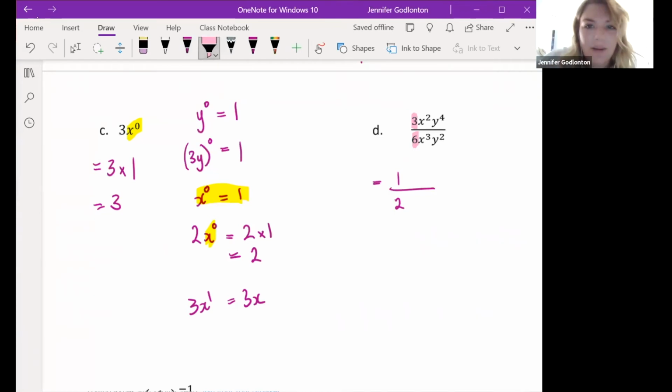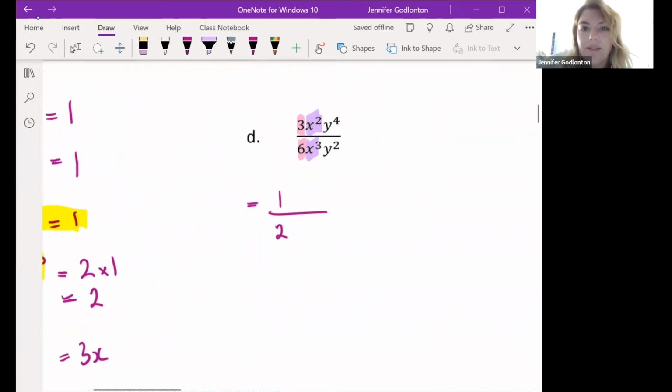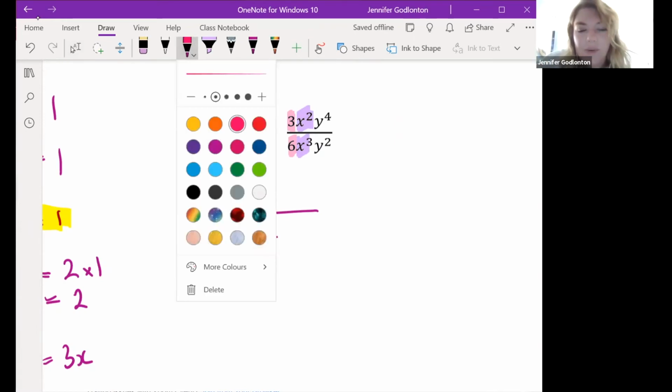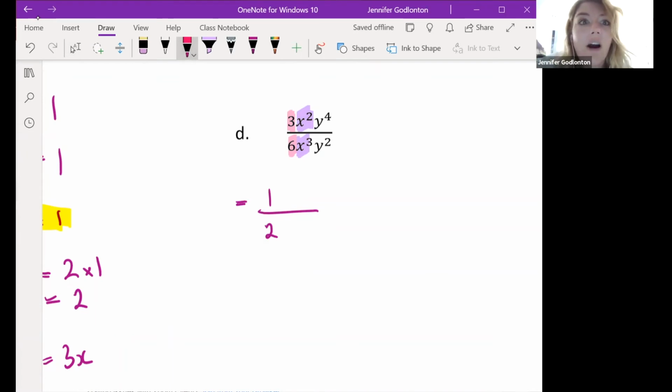Now we look at our variables. So we're going to start with each one. We're going to look at our x's. When you get to this point over here, you could follow the rule of saying 2 minus 3, but we're going to have a negative number, which is fine. So I'll show you what to do if we do that. But what's generally easier in these questions is just look where they are bigger. So x to the power of 3 is bigger than x to the power of 2.